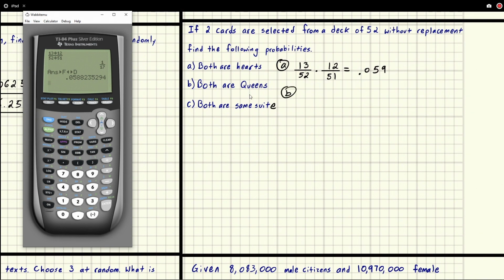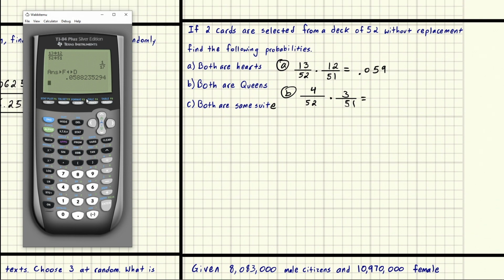Up next, we have B. Both are queens. So let's look at this one. We start off with 52 cards, go down to 51 cards. There are 4 queens. That means we start with 4, and then we end with 3. We're going to multiply. So we're going to do, again, 4 times 3. That's just 12, right? 52 times 51. I don't know that one off the top of my head. But let's just see. 1 over 221.